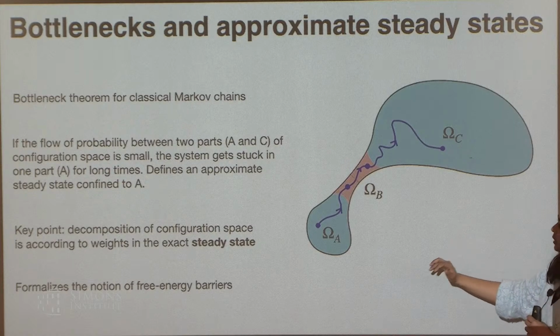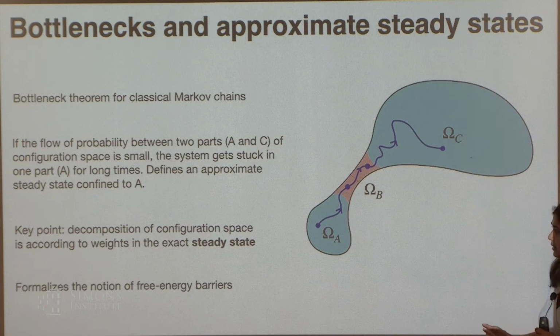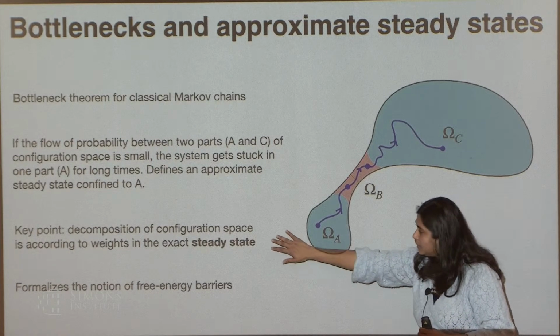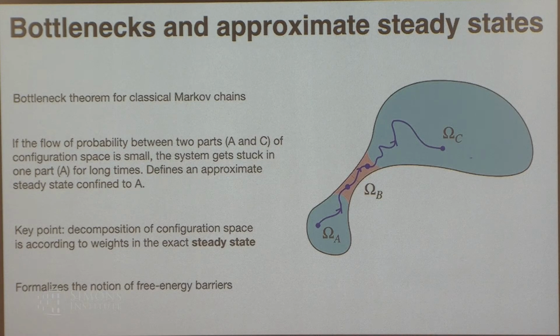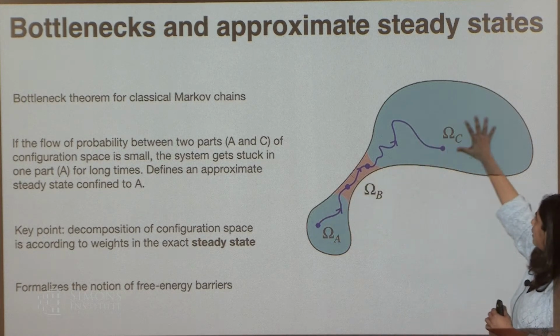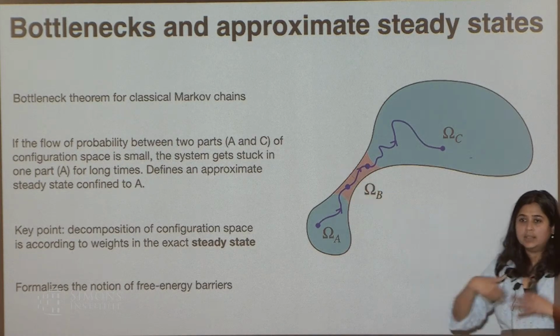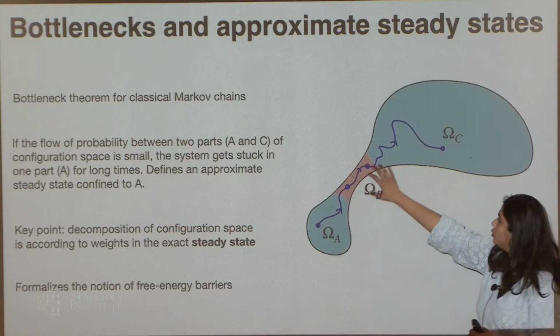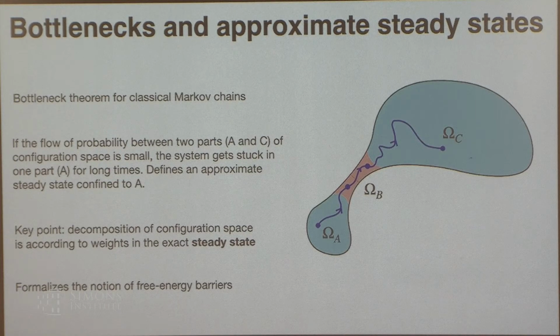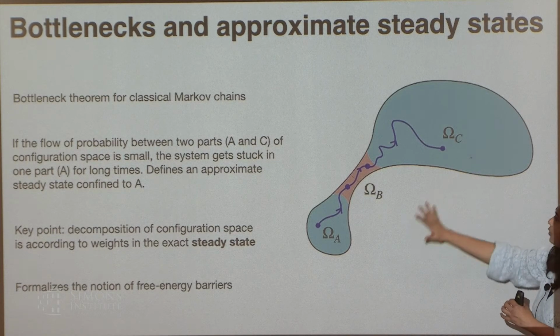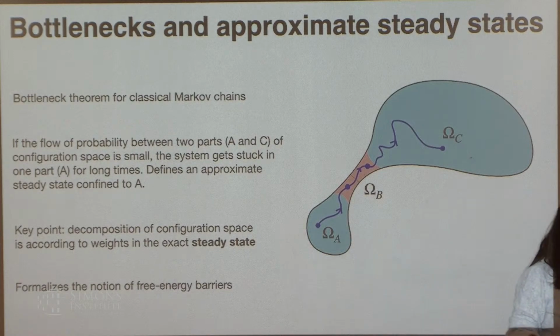And a key point here is that you're actually decomposing your configuration space according to weights in the exact steady state, which is the Gibbs state, for instance. So that's why it only cares about properties of the Hamiltonian and not details about your dynamics, as long as you assert that in my global steady state, I had a region with high weight, I had another region with high weight, I had a region with low weight, and the local dynamics that I'm going to formulate has to go through this low weight region in order to go from A to C. That's the only feature that you need about the details of the dynamics. Other than that, this decomposition is done purely using the properties of the Hamiltonian.